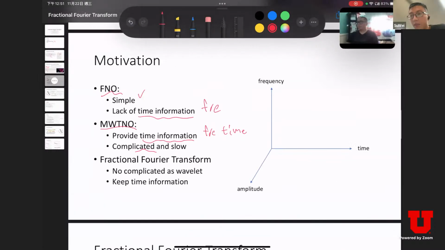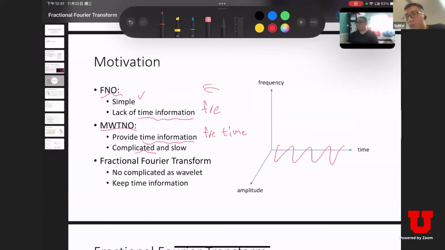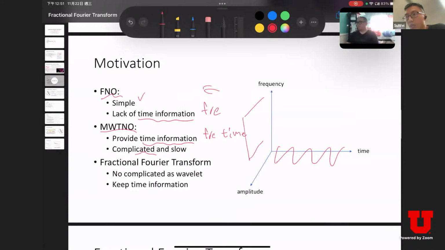Yeah. And in this page, I just want to explain at a high level what they do. Here is our data. We can see it by the time, and here is the amplitude. If we use the Fourier transform, it's like we stand here, so we can see a lot of frequency in this square.